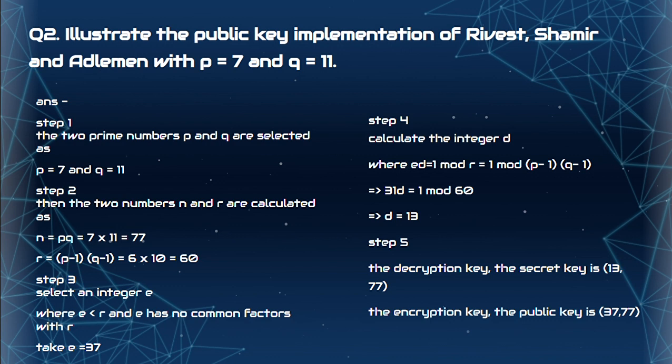In step number 5, the decryption key, the secret key, is 13 and 77, and the encryption key, the public key, is 37 and 77 respectively.